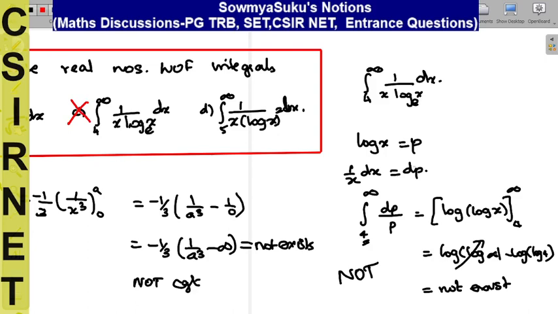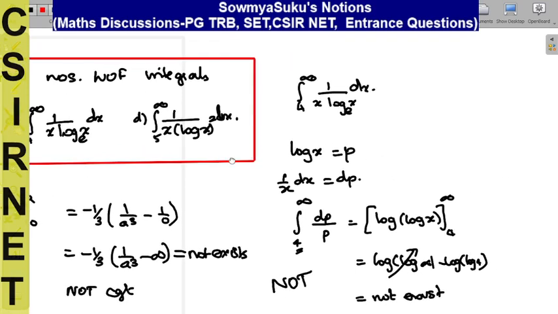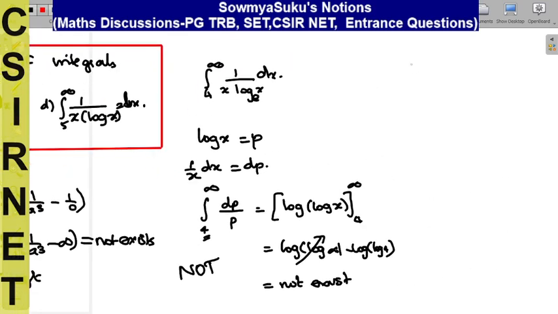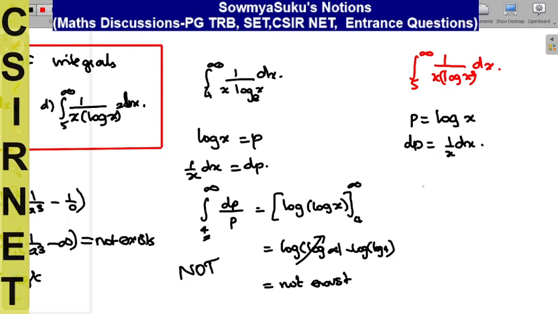Let's check the fourth option: the integral from pi to infinity of 1 divided by x into log x the whole square, dx. Here also I am taking the substitution p equal to log x, dp equal to 1 by x into dx. So the integral from pi to infinity of dx by x is dp, so this is p square, right? So 1 divided by p square, so p power minus 2.